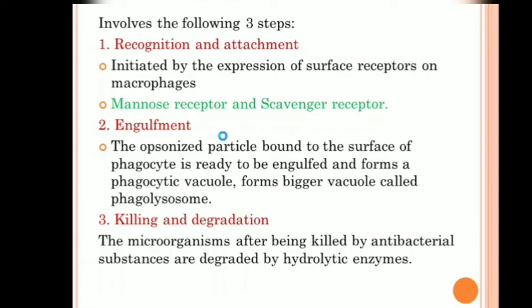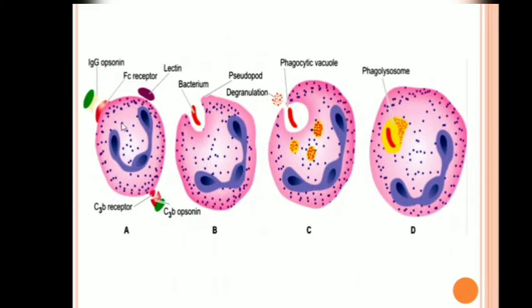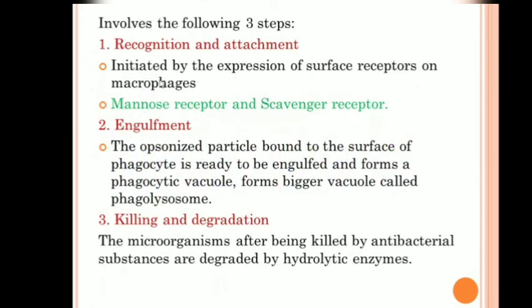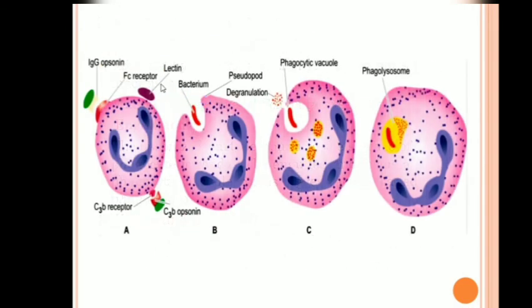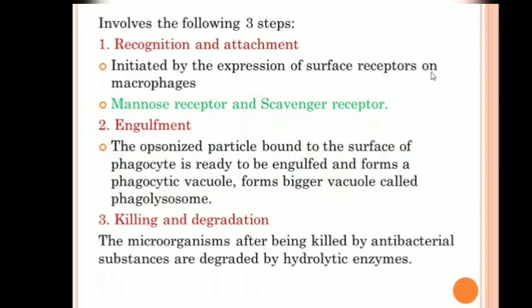So I'll show you a diagram here. This is the recognition. I want you to clearly look at this picture for a second, take a pause, and then look at the picture. First, we have the recognition and attachment initiated by the expression of surface receptors on the macrophages. So we have the Fc receptor and Ig opsonin, and then we have the C3b receptor. We also have the mannose receptor and scavenger receptor.